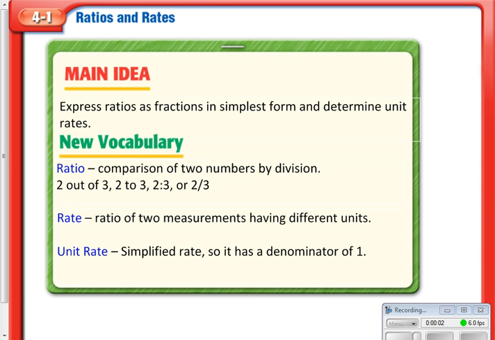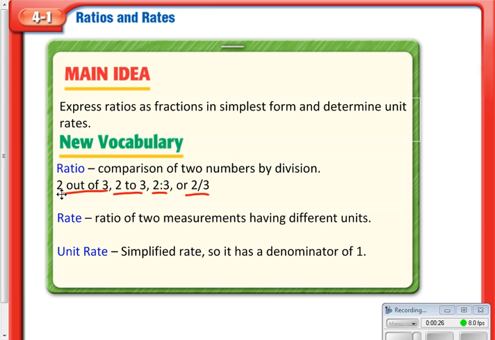4-1 ratios and rates. Today you'll express ratios as fractions in simplest form to determine the unit rates. 3 new vocabulary terms. Ratio, it's basically a comparison of two numbers by division. Notice there are actually 4 different ways that we have written a ratio. Here are the 4 different ways you can write a ratio.